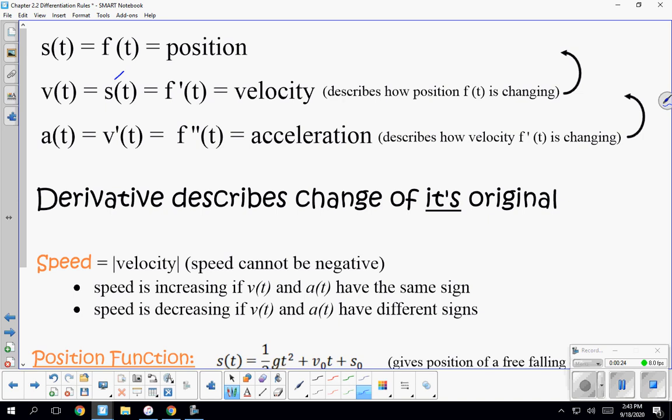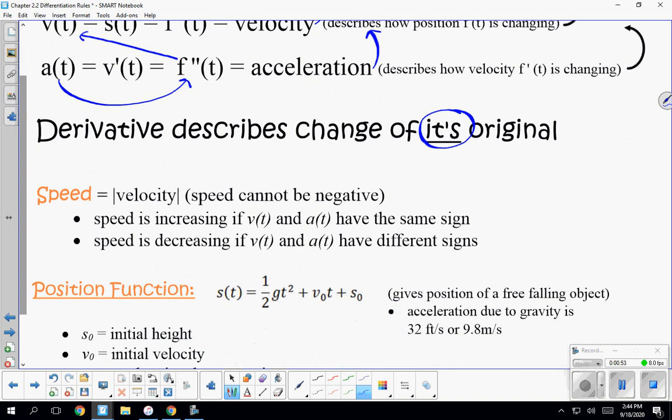If we take the first derivative, that's going to give us the velocity of our function, which tells us how its position is changing. If we take the derivative again, we are left with acceleration, which tells us how our velocity is changing. So a derivative always describes how the original is changing. So we can think of the acceleration, which is the second derivative, really as the first derivative of velocity.